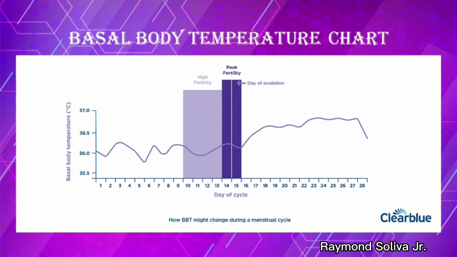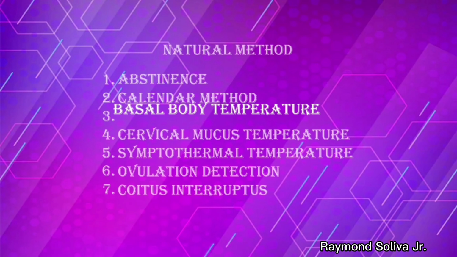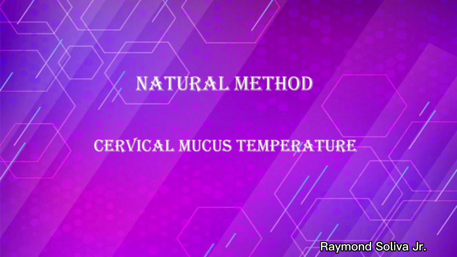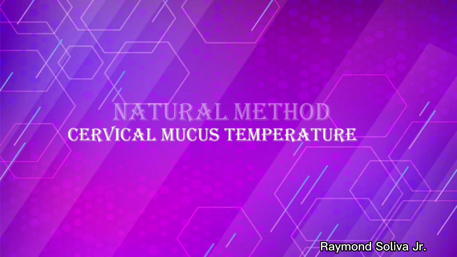The temperature is balanced until day 9 to 30. If the temperature decreases, it means that this is the day of high fertility, and it increases on day 15 up to 28. The fourth natural method of contraception is cervical mucus temperature.